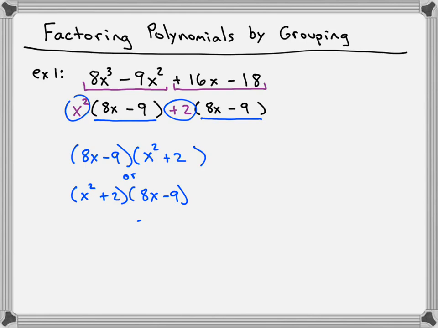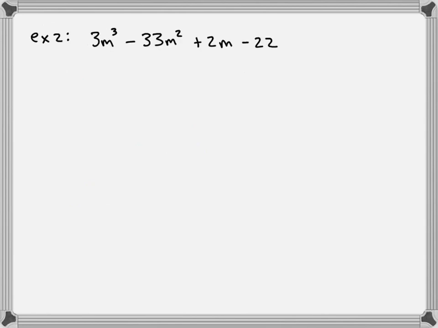Let's look at another example. Here we have a 3m cubed minus 33m squared plus 2m minus 22. Again, if we look at all four terms, we do not have a common factor that works with all four terms. So we have to split this up and use our new method, factor by grouping. If we split them up, we can have a common factor in the first two and then a different common factor in that second set of two.